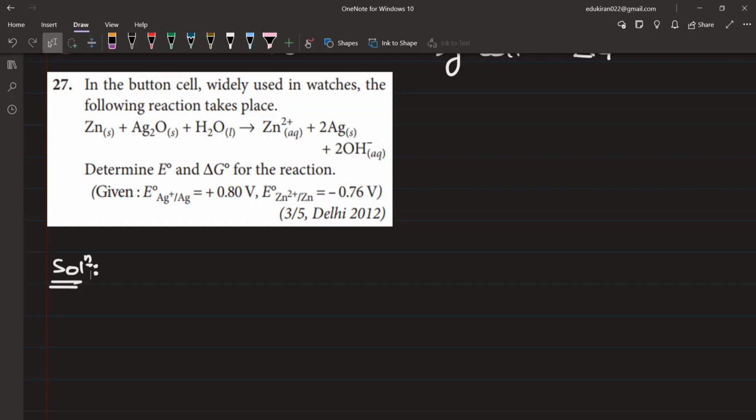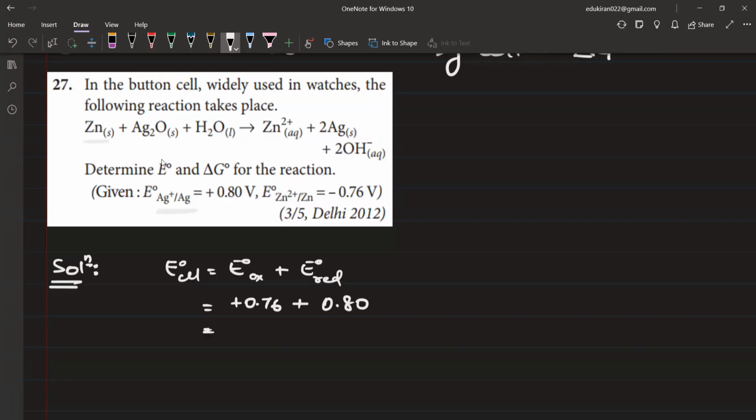Okay, guys, please look here. E naught of oxidation plus E naught of reduction. So in oxidation, zinc is happening, so this will be plus 0.76. Reduction, this is reduction, so this is 0.80. This will give me 1.56 volts. Okay. Then you have to calculate the delta G naught.